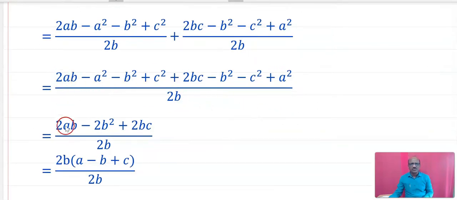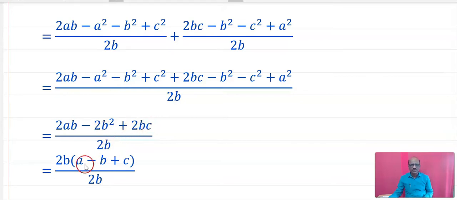And here that is 2ab, plus 2bc. Next, what's happening? Here a square minus a square gets cancelled. Minus b square and minus b square gives minus 2b square, plus c square minus c square gets cancelled. Therefore overall you are getting (2ab minus 2b square plus 2bc) upon 2b.